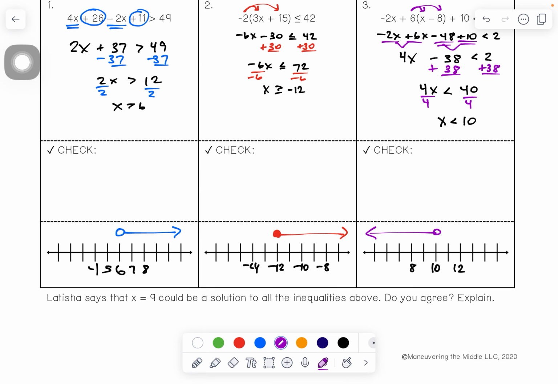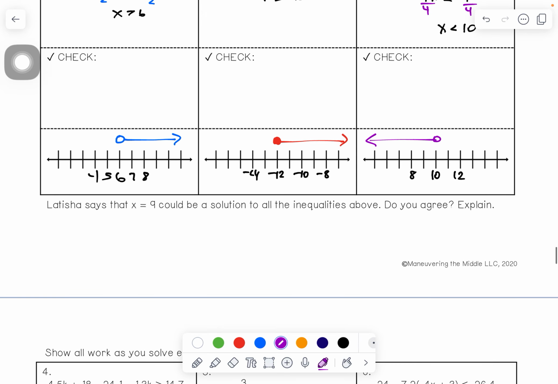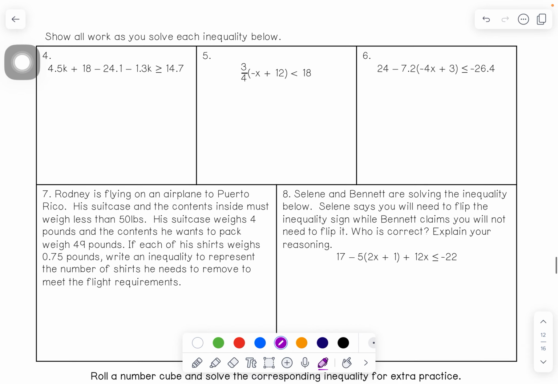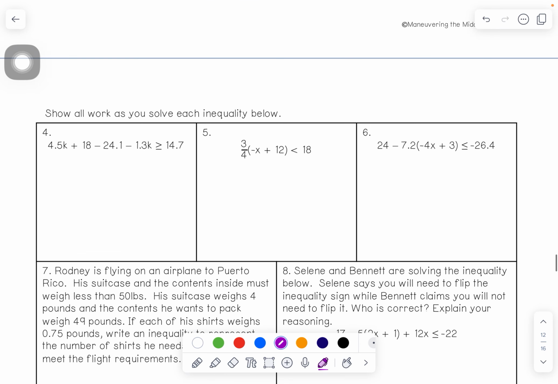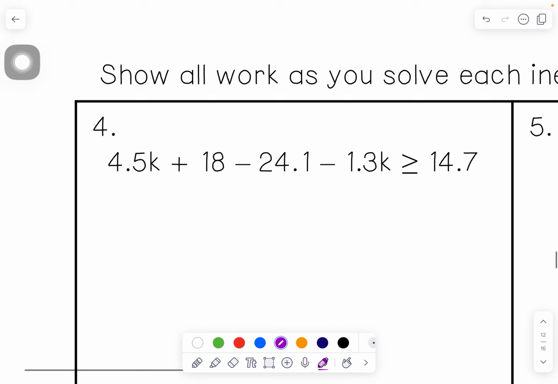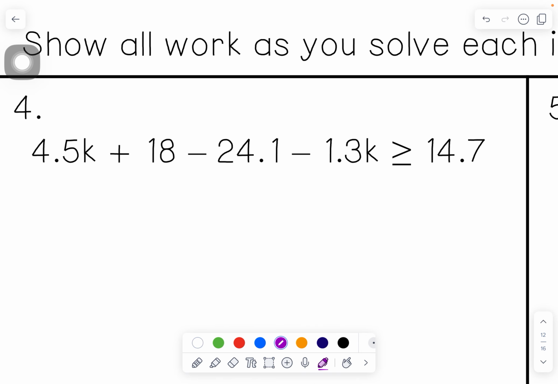Okay, again, you can pause this and come back and check your answers, or you can just keep working right through. All right, so down here, I've got a couple more examples. Let's take a look at a few of these. Number 4 is very much like number 1 up top.